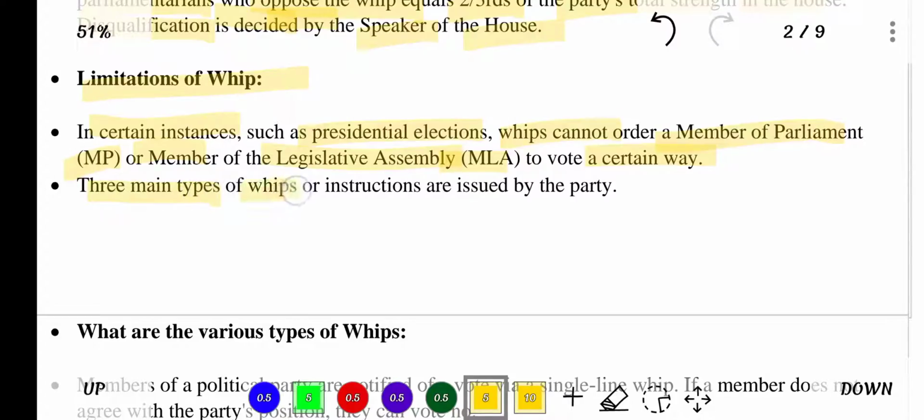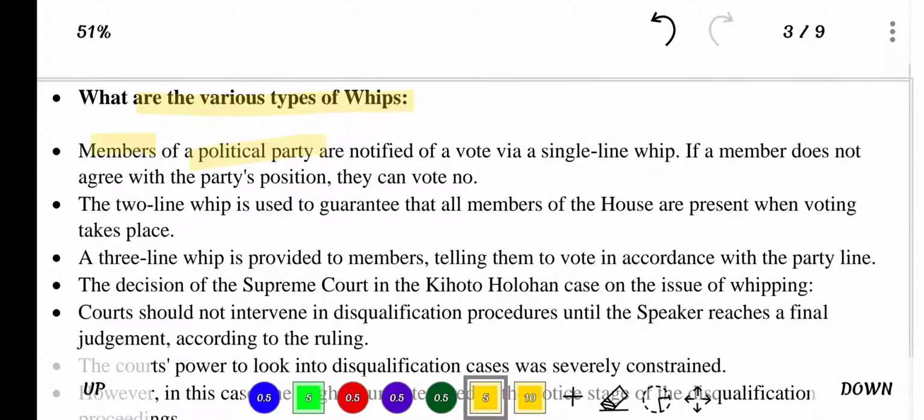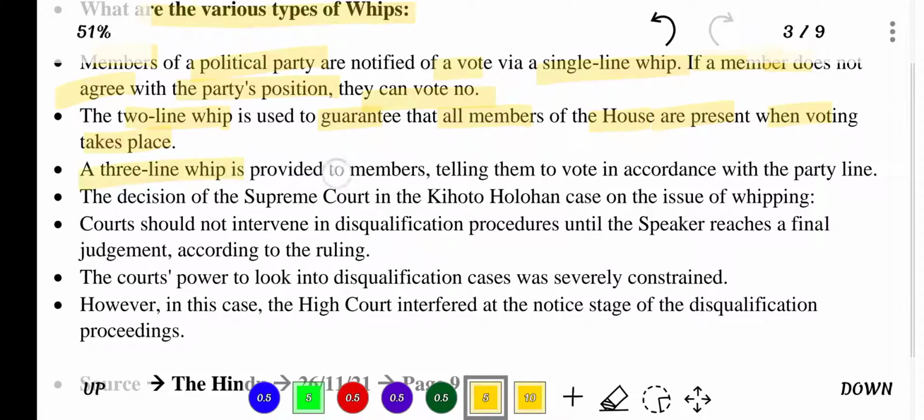Three main types of whips or instructions are issued by the party. So, what are the various types of whips? Members of a political party are notified of a vote via a single line whip. If a member does not agree with the party's position, they can vote no. The two-line whip is used to guarantee that all members of the House are present when voting takes place. A three-line whip is provided to members, telling them to vote in accordance with the party's line.